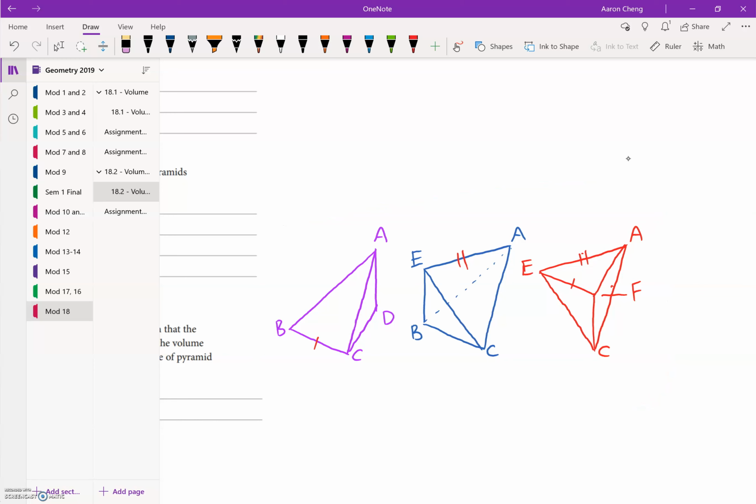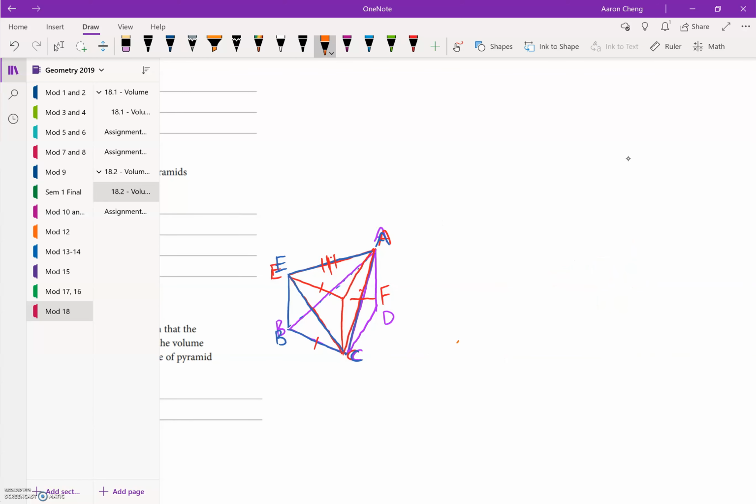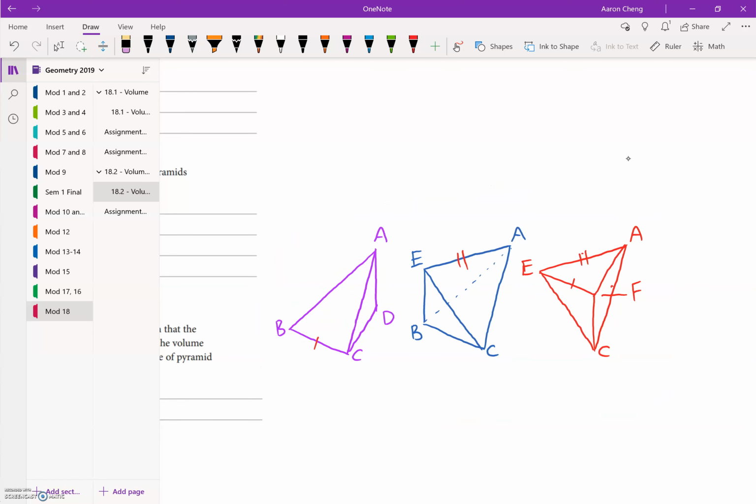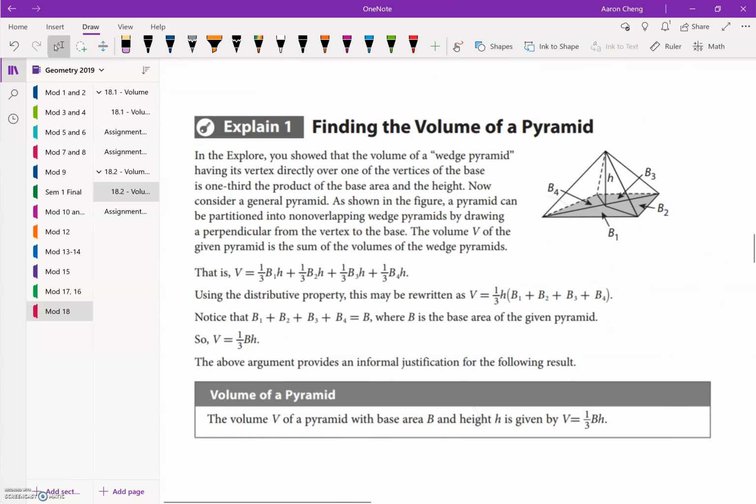And if we can take all 3 of these and stack them on top of each other, like I did in the original one here, and they end up making our original shape, which was a triangular prism, then what that means is that each of these shapes is a third of the prism. And this shape is a pyramid, this shape is a pyramid, and this shape is a pyramid. That means that a pyramid is 1/3 of the volume of a prism. And that's what it's trying to show here.